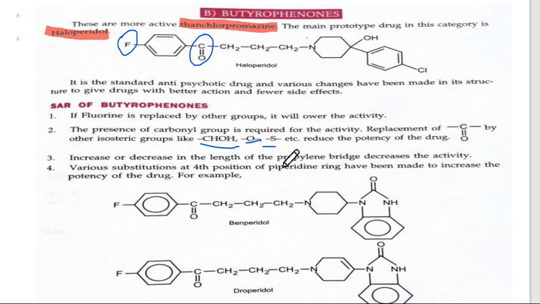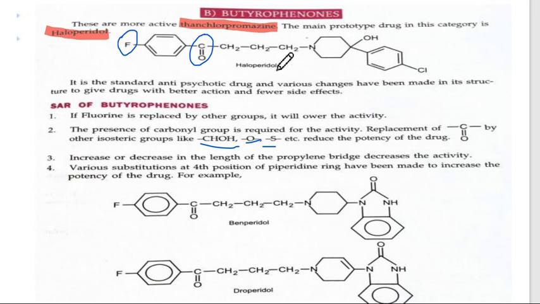Increase or decrease in the length of the propylene bridge decreases the activity. Various substitutions at the fourth position of the piperidine ring have been made to increase the potency of the drug, for example benperidol and droperidol. Okay, so what is the difference? It is telling that an increase or decrease in the propylene bridge will decrease the activity.